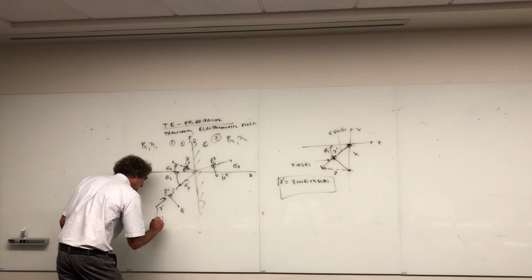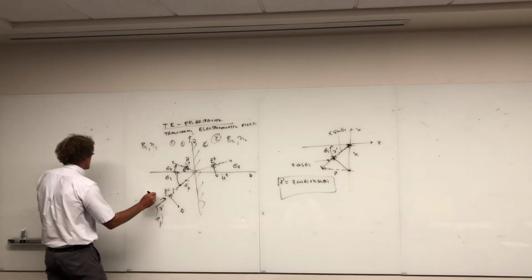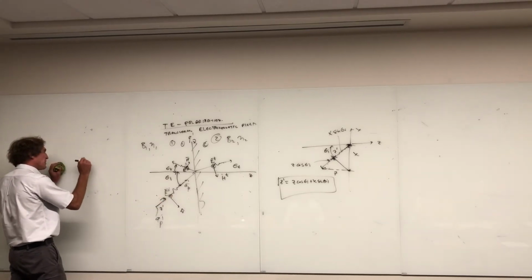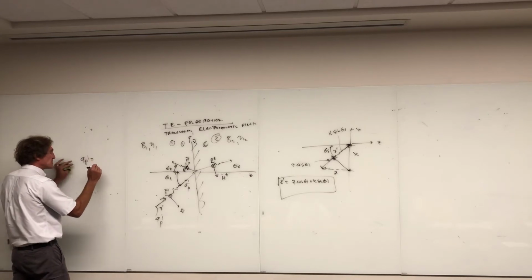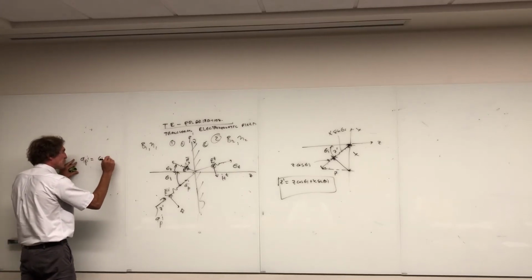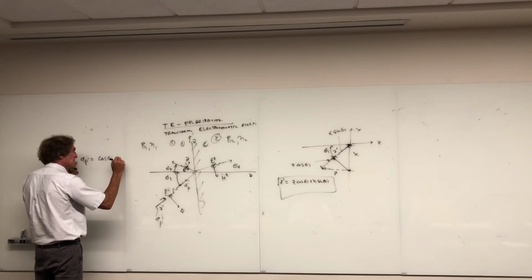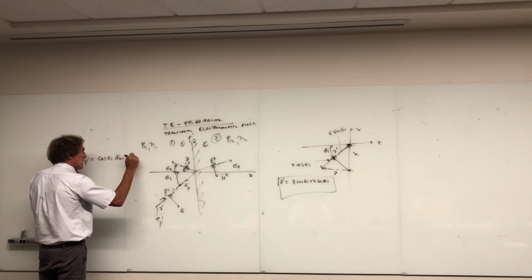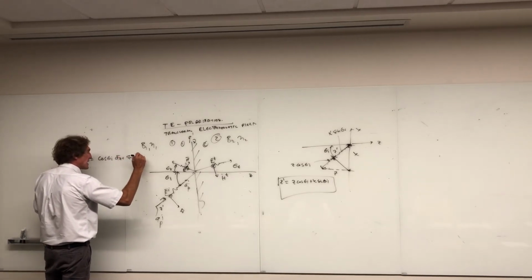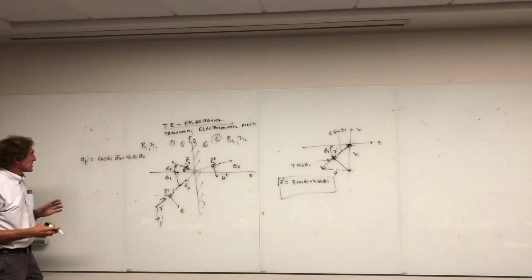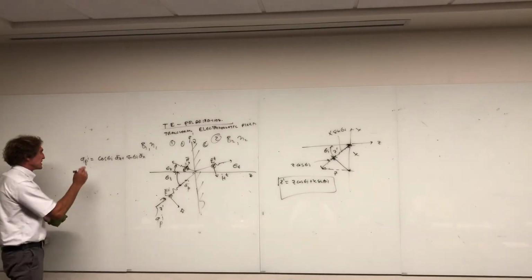AP incident, maybe I better put it up here so you can see it. AP incident would be equal to cosine of theta incident times AZ plus sine of theta incident AX. Now I'm going to stop for a moment and convince you of this. This one's easier to see.